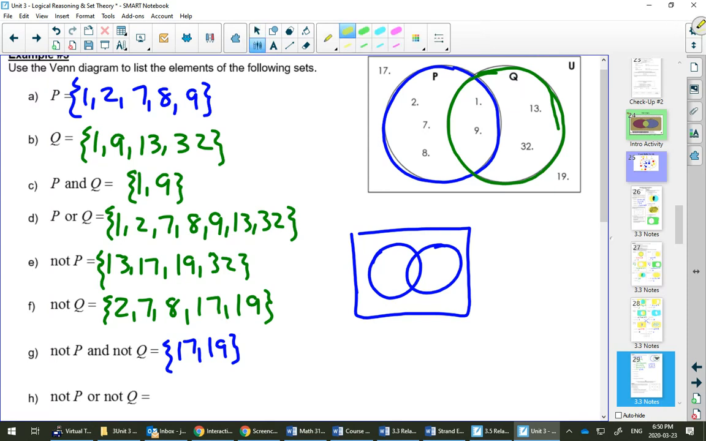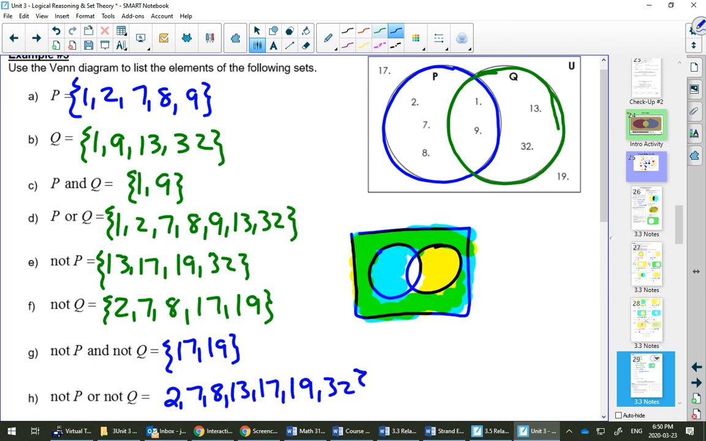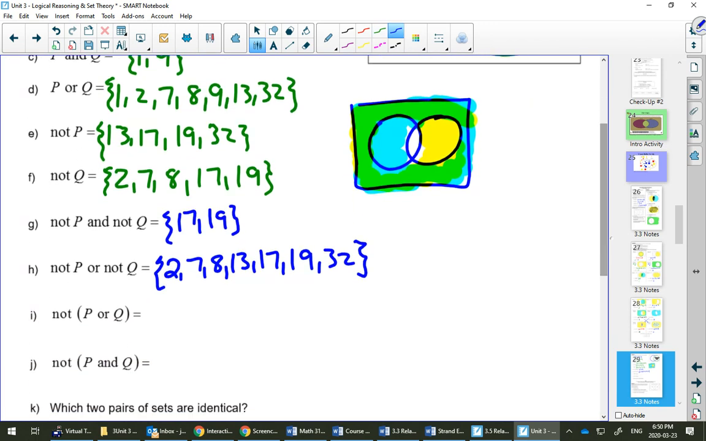Shade not P, which is everything that's outside of P. Again, for the overlap, we're going to use two different colors. And not Q. The overlap would be where the green is, so everything that's outside of those two circles. Not P or not Q would be 2, 7, 8, 13, 17, 19, and 32. That means it's not in P, or it's not in Q, or it's not in both.